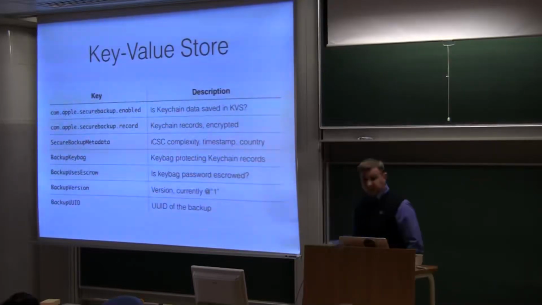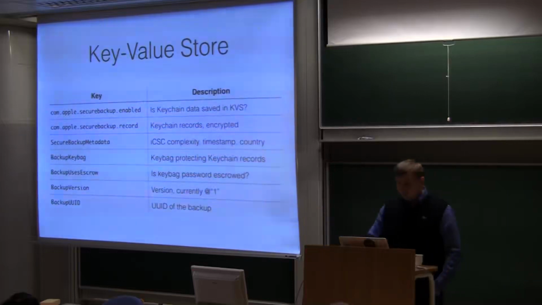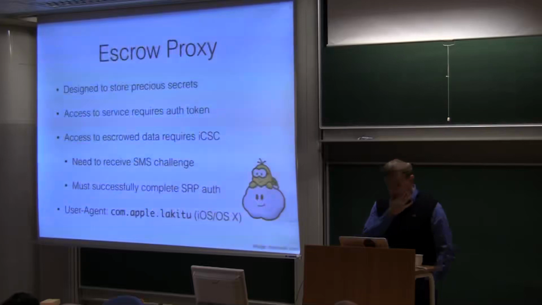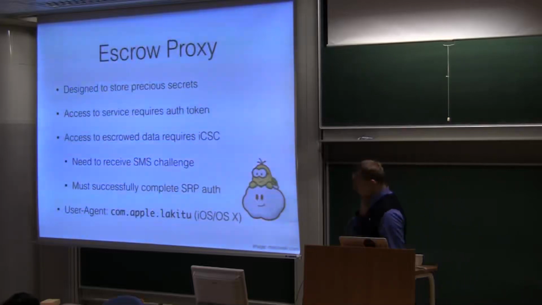The keybag is encrypted with a master password, and you see there is no indication of the master password. As we figured out earlier, the master password is sent to escrow proxy. And what exactly is escrow proxy? Well, this is a new service. My guess is that it was designed exclusively for iCloud keychain, but is actually more generic. It can store any number of secret data, any number of secret items.